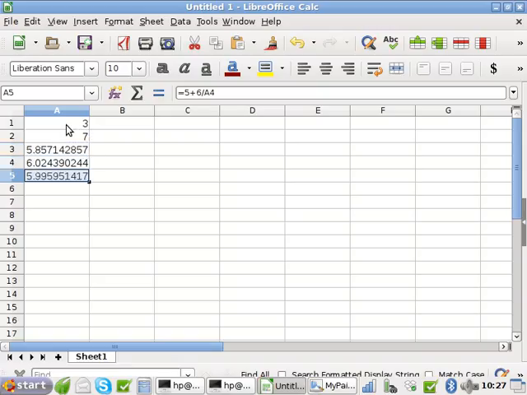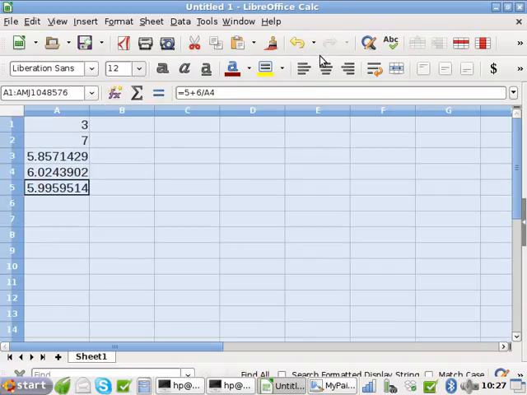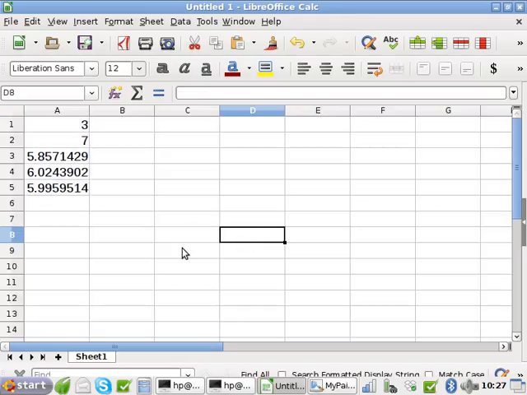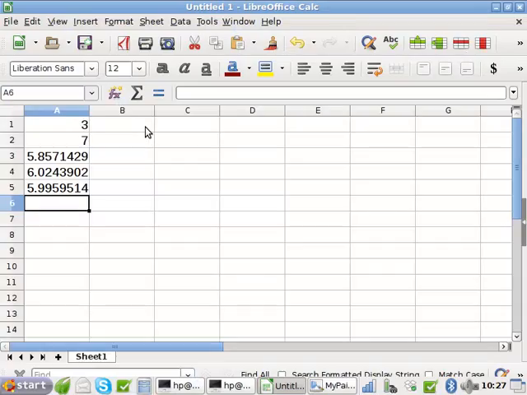Okay, so if you're using your calculator, you should have the first 5 terms. If you don't, that's okay. I've calculated them for you. So there's the first 5 terms. Let me zoom in a little bit for you. Okay. Can you see those there? They're my first 5 terms of this sequence. The first term I gave you, I said the first term was 3. Yeah, we did this last week, I think, the recursive sequences.